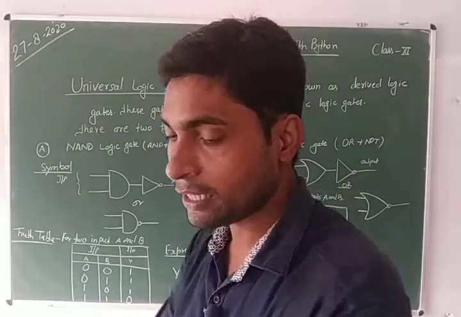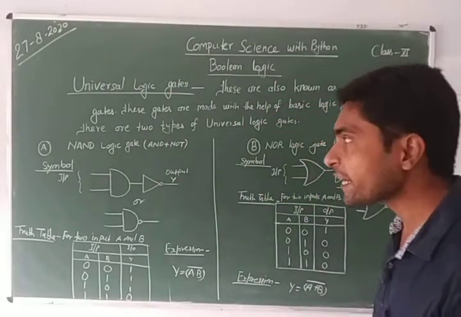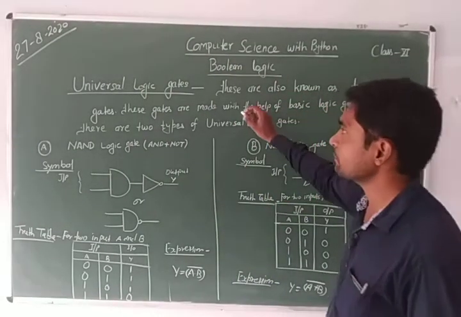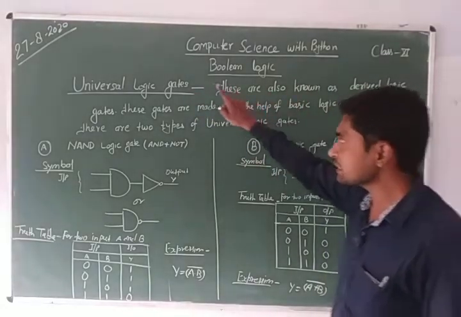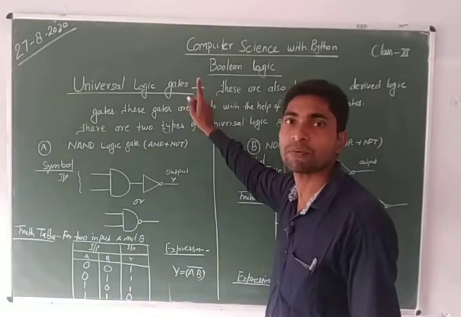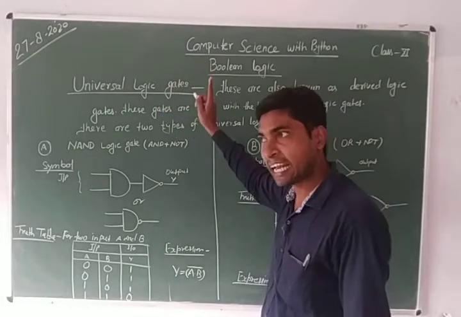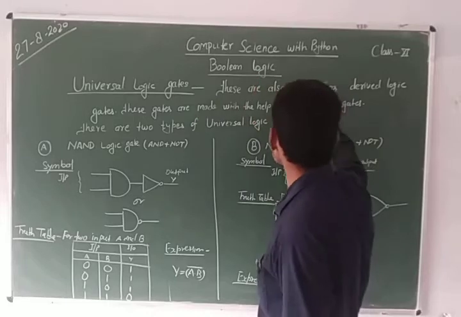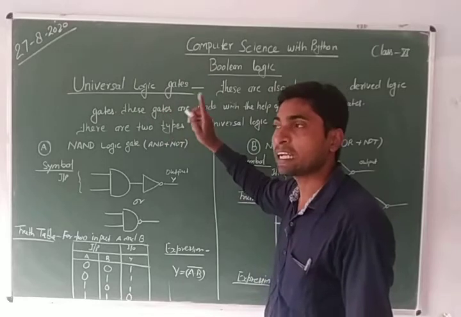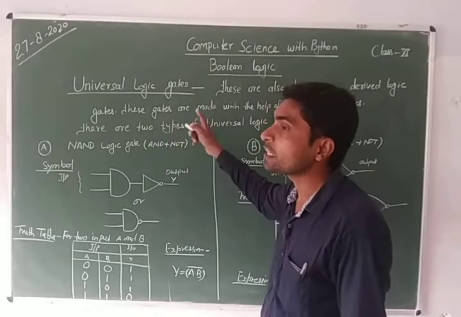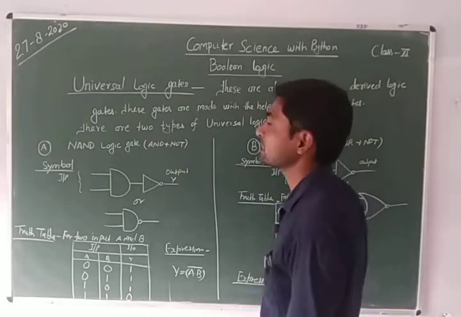You know very well the definition of a logic gate is the same for all. Alright? So now let us see the universal logic gates. Since these gates are designed with the help of basic logic gates, they are known as derived logic gates. Why? Because these gates are derived, designed from basic logic gates.